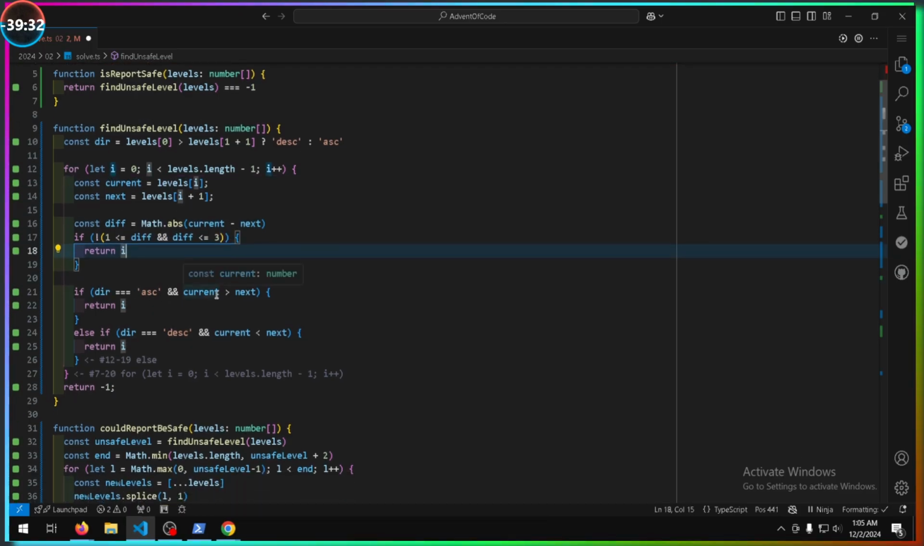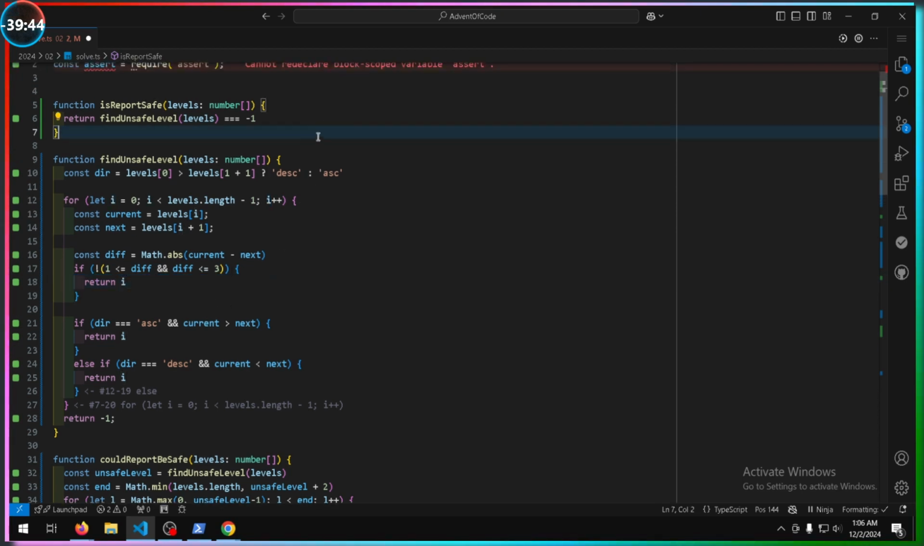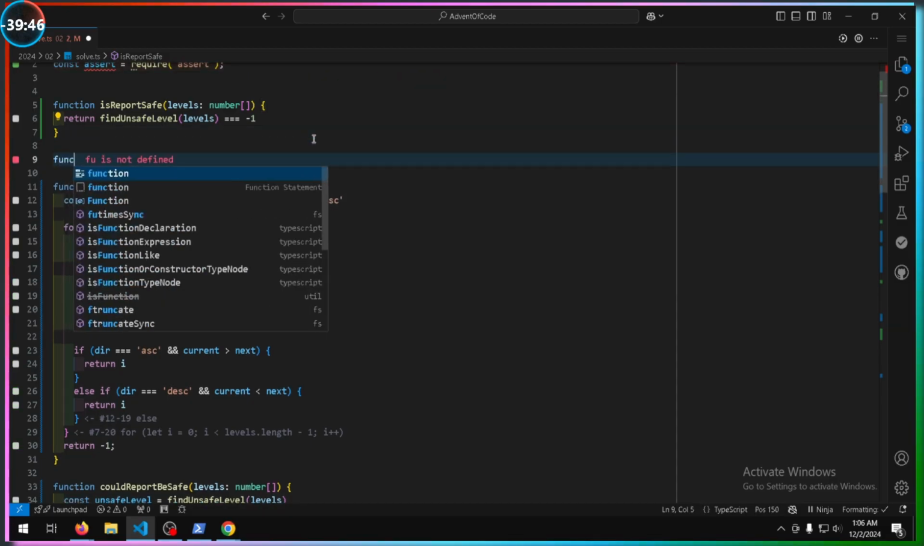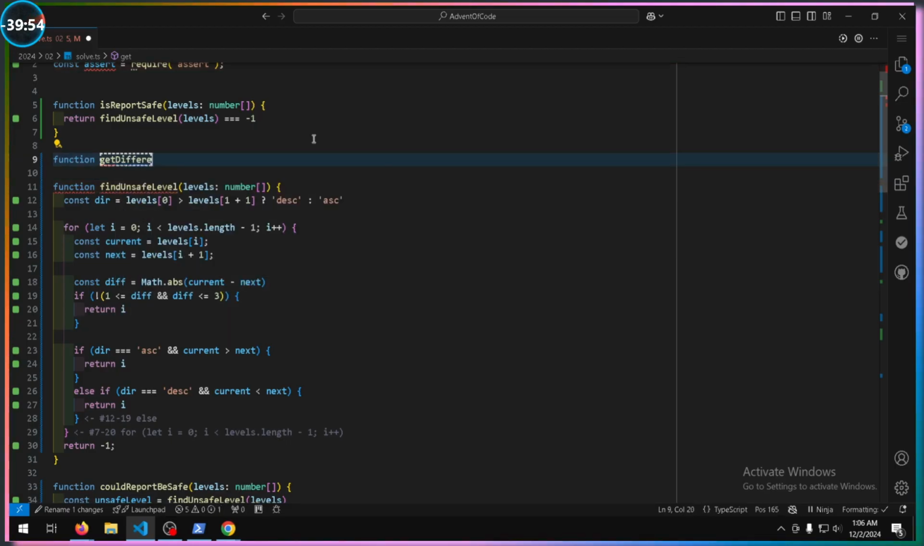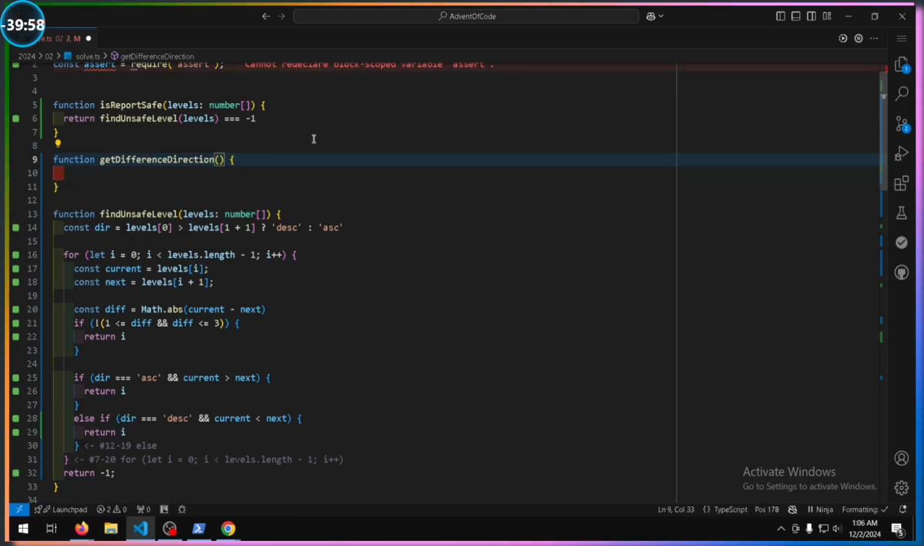If it's ascending and current is greater than next, bad. If it's descending and current less than next, bad. I can understand this if I think about it, but we can get free readability by breaking this into a function. Function getDifferenceDirection. It's a horrible name, but we'll start with it.